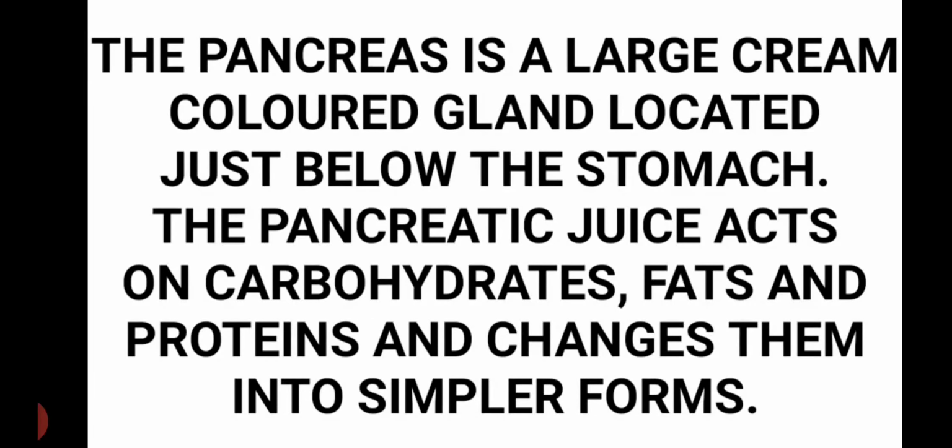The pancreas is a large cream colored gland located just below the stomach. The pancreatic juice acts on carbohydrate, fat and protein and changes them into simpler form. That means whatever the food material contains, protein, carbohydrate and fat, it is changed into simpler form by the action of pancreatic juice.